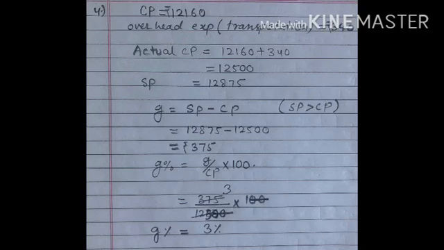Now the selling price is equal to 12,875. So the selling price is greater than the cost price, so there is a gain. Gain is equal to SP minus CP, is equal to 12,875 minus 12,500. Now the gain is equal to 375. Gain percent is equal to gain upon CP into 100. So 375 upon 12,500 multiplied by 100. Then we get gain percent is equal to 3%.